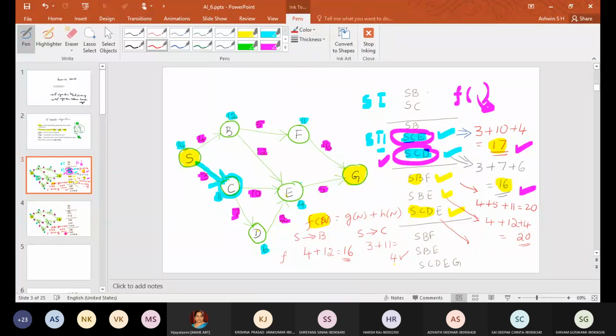Then for this value, you calculate the evaluation function. So this is SCD: S to C 3 plus C to D 7, 3 plus 7, then D to E, it is 2, plus the heuristic function of E, 4. 7 plus 3, 10, 10 plus 2, 12, 12 plus 4, 16.